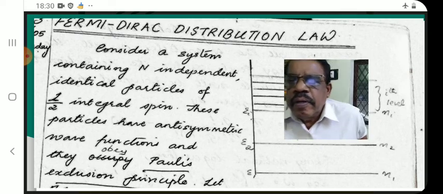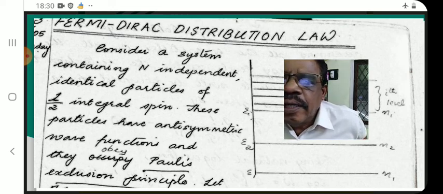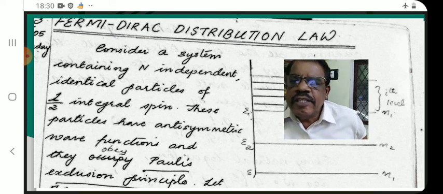So what is Fermi-Dirac distribution law? Consider a system containing independent identical particles, indistinguishable particles of half-integral spin.